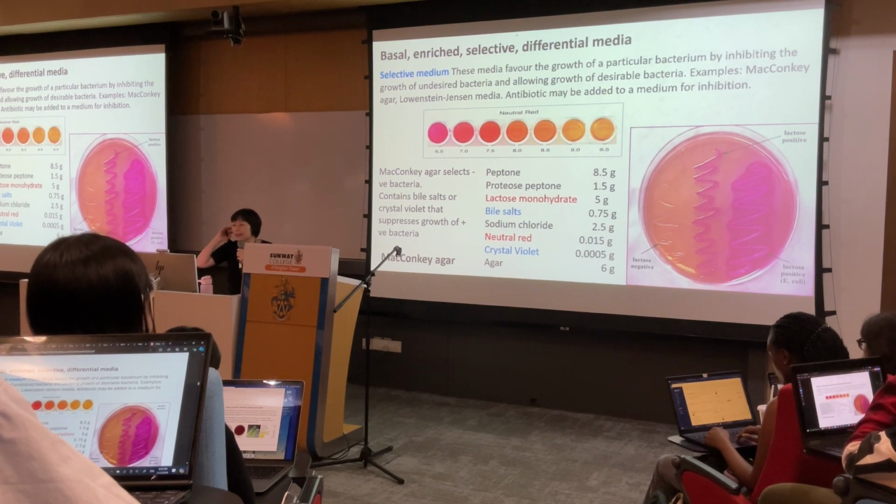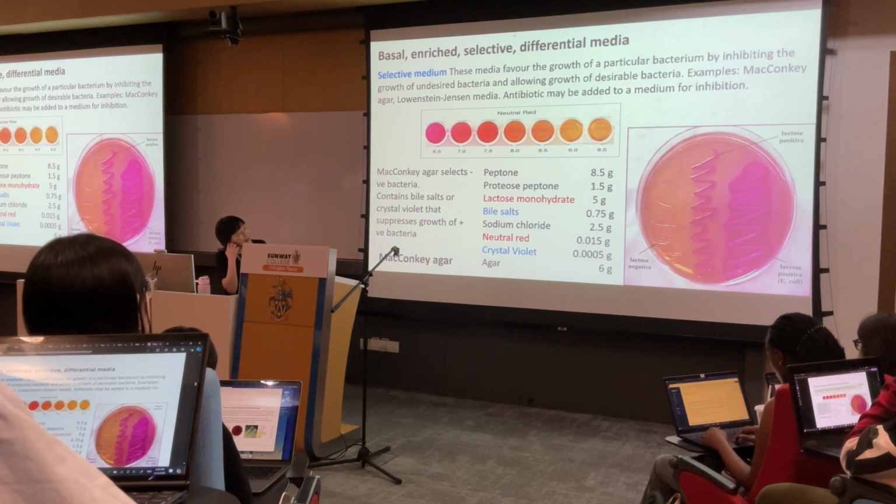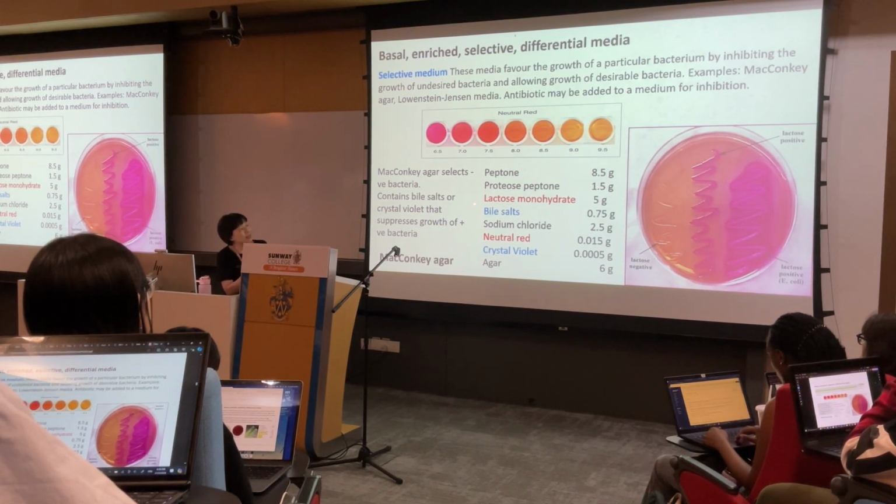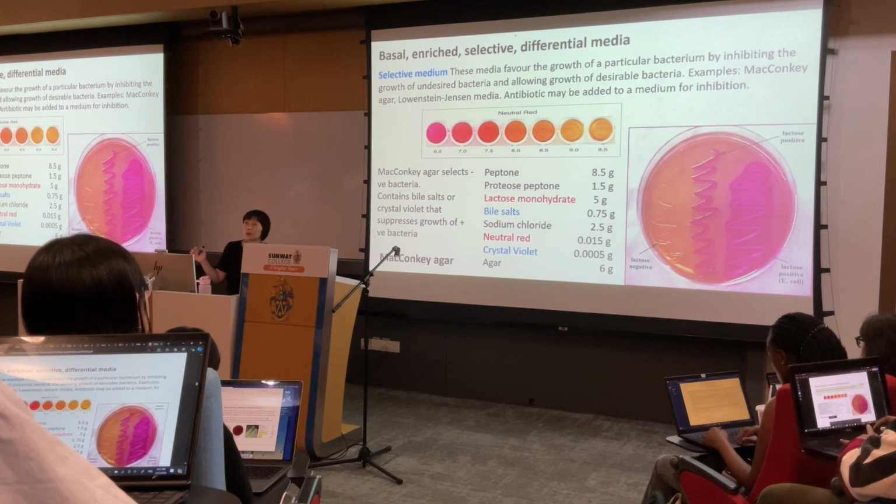Antibiotic is one way, but antibiotics you can add into any medium. But for this MacConkey agar, if you look at the ingredients, where is it here? The one that I highlighted, it is selective because it contains bile salt and also crystal violet. Bile salt is a salt, and 0.75 gram is quite a lot. High salt can also inhibit bacteria by causing protein aggregation.